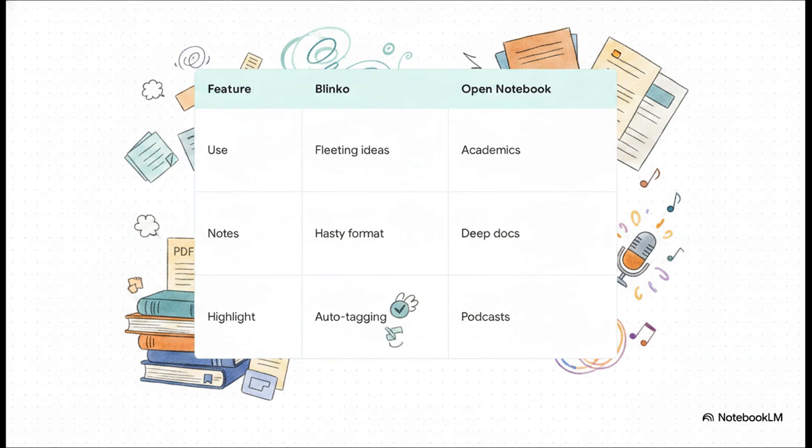To help you compartmentalize which tool is right for you, let's look at the primary use cases. If your goal is catching fleeting thoughts and just managing your daily to-dos, Blinko is for sure your go-to. Its hasty note style and auto-tagging are absolutely perfect for daily chaos. On the other hand, if you are tackling heavy academic research, hoarding PDFs, and writing deep documentation, Open Notebook is the tool you want. And its standout feature of local podcast generation from your text is just phenomenally useful, especially if you're an auditory learner.